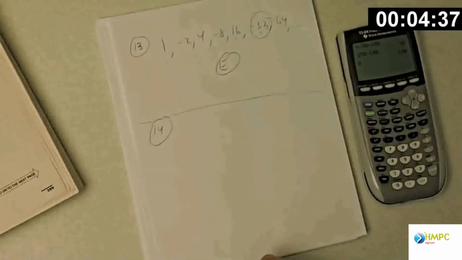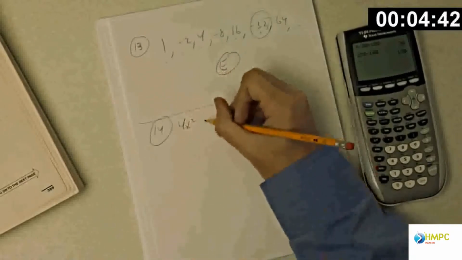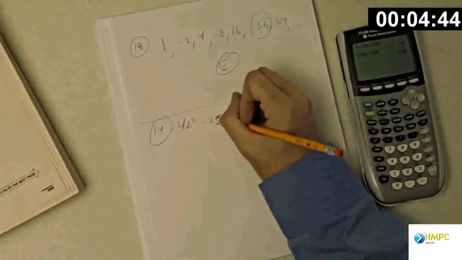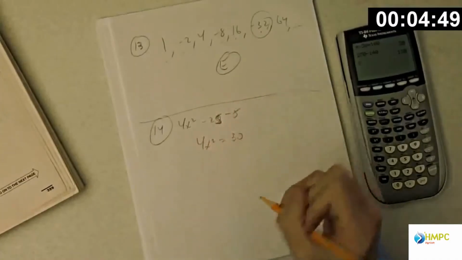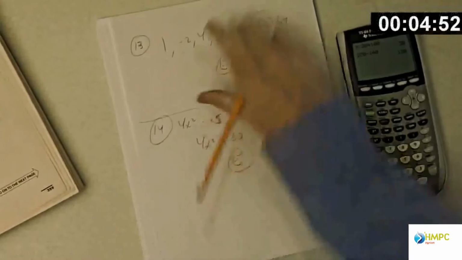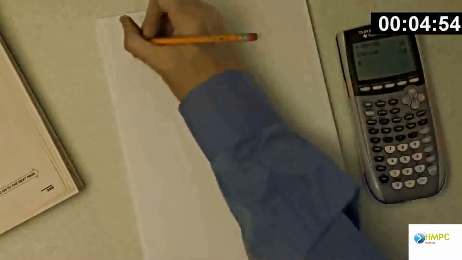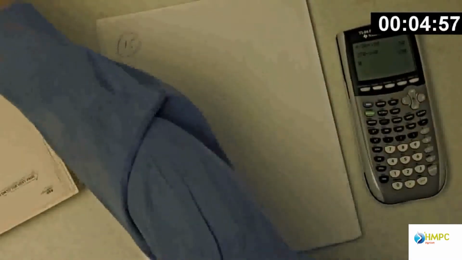Okay, number 14. 2x minus 5 times 2x plus 5 is 5. What is 4x squared? We're multiplying 2 conjugates, so we just have to do the first and the last. That's 4x squared minus 5. So 4x squared is 30. That's what they're asking for. That's choice E.